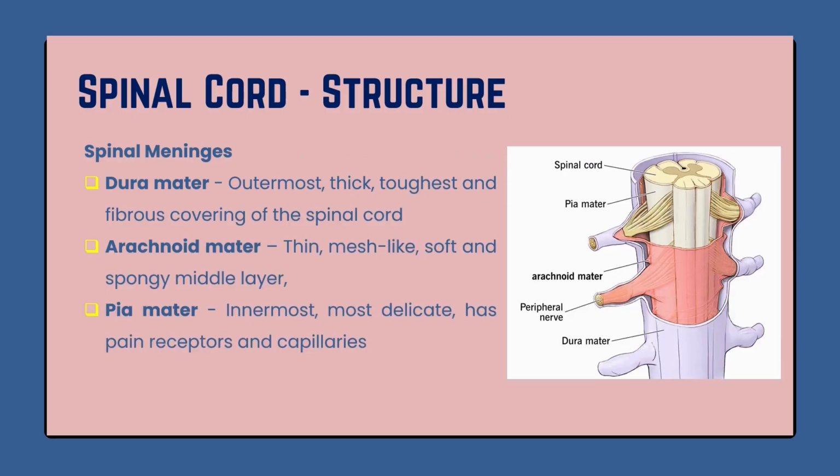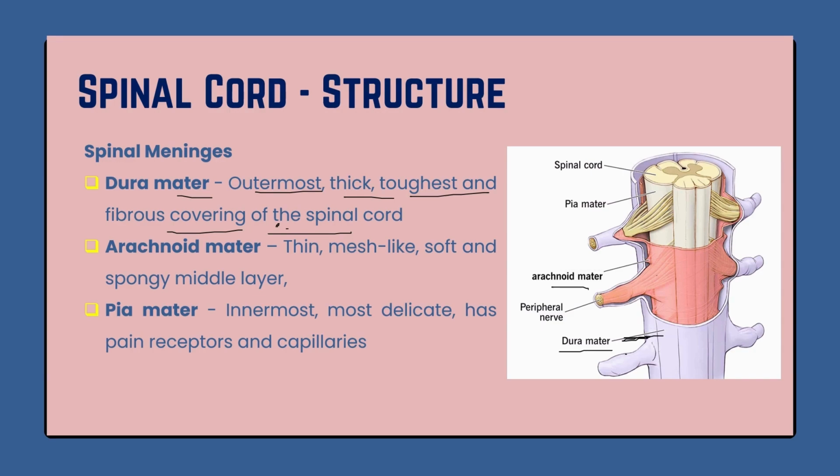First one is dura mater. Okay, dura mater is the outermost thick, toughest and fibrous layer covering the spinal cord. You can see the diagram here. This is the spinal cord and we have separated out the layers. The outermost layer, but inside the vertebral column, is the dura mater. Okay, this is outermost. It's very thick, it's very tough, and it's made of fibrous tissue, and it covers the spinal cord.